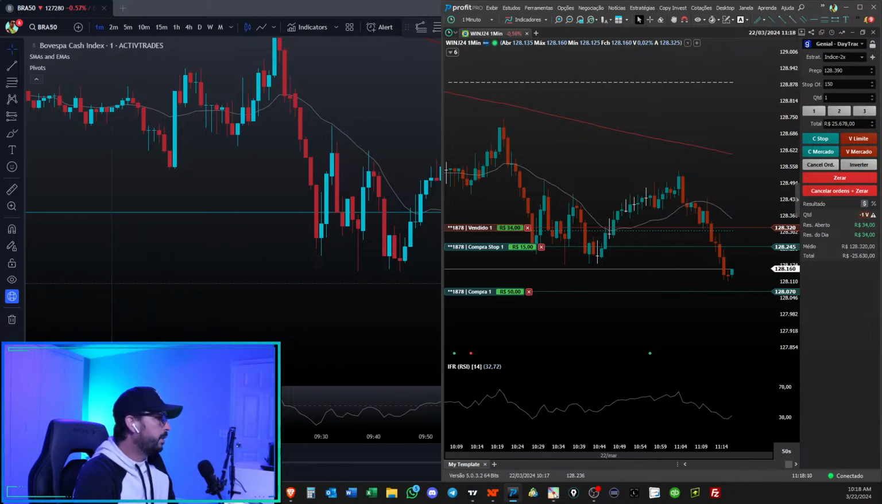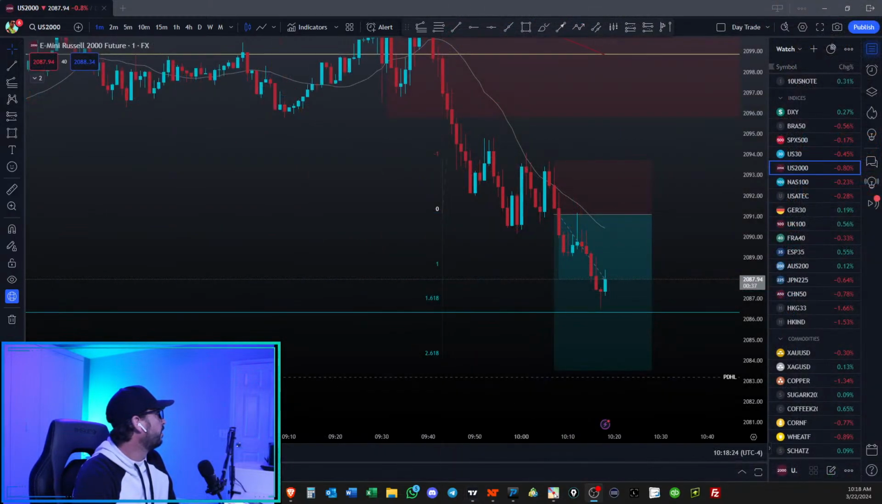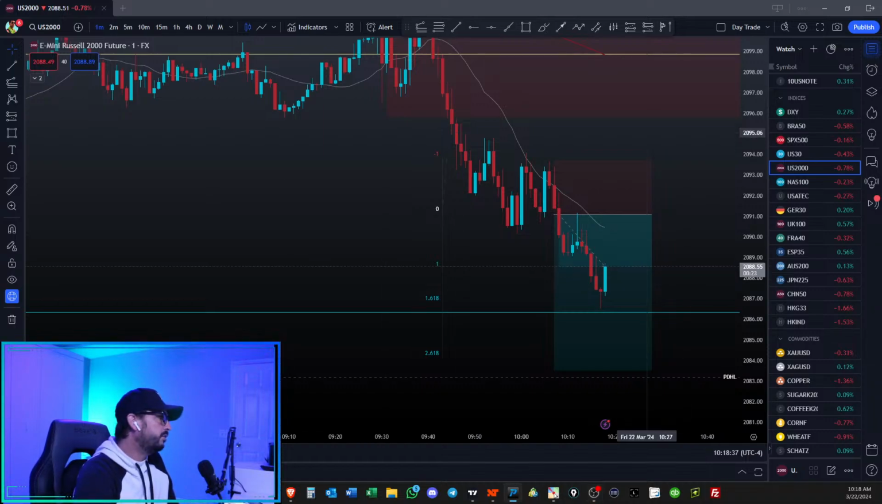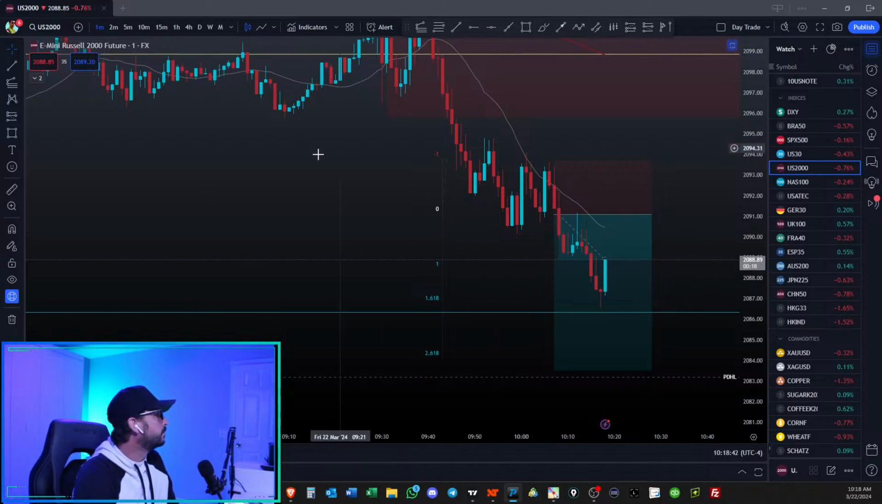Russell is playing with me. It hit my first target, but it didn't take my order because of the spread. My first target is right here. It hit it and the spread didn't take it. Now it's coming back. Brazil, I'm just gonna leave it on break even over there and see if it takes that target. Oh, Russell, come on. Go back to get my order.